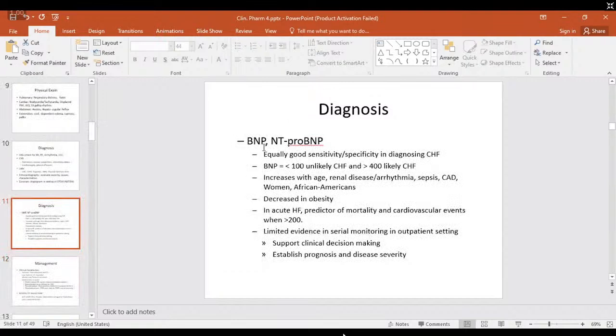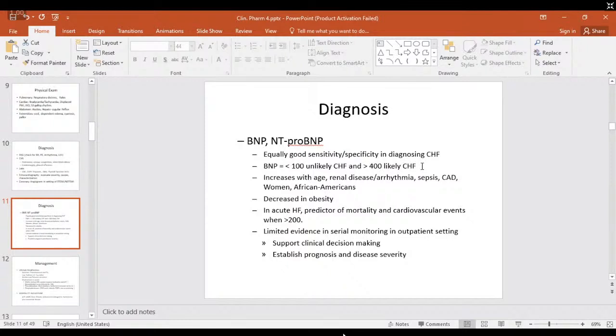Another exam is the BNP or brain natriuretic peptide. The more specific type is NT-proBNP, and it has a very high sensitivity and specificity in diagnosing heart failure. And if it's below 100, it's very unlikely that your patient has heart failure. If it's above 400, it's very likely that your patient has heart failure.